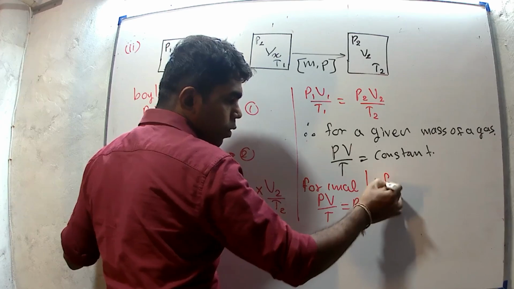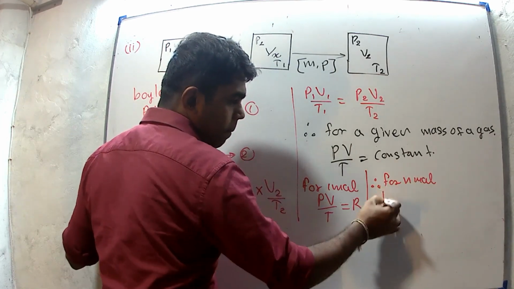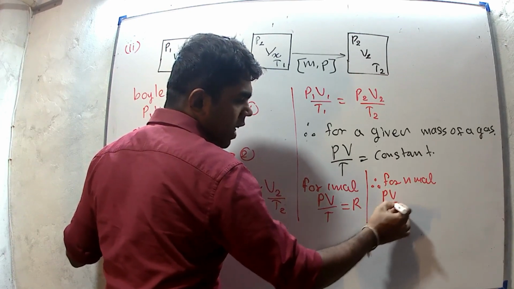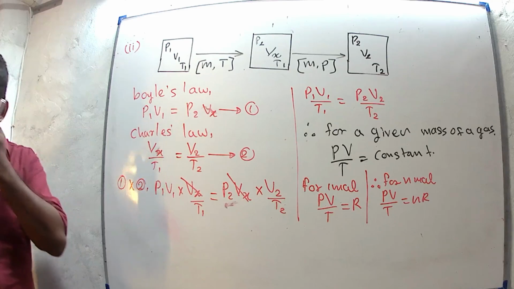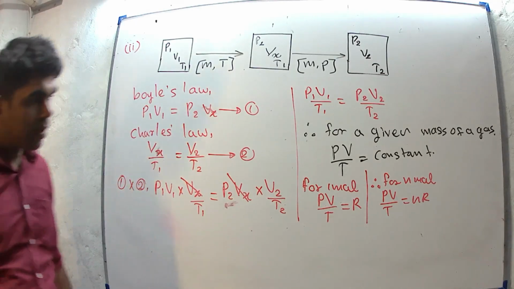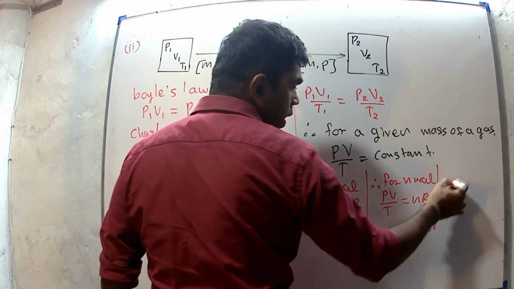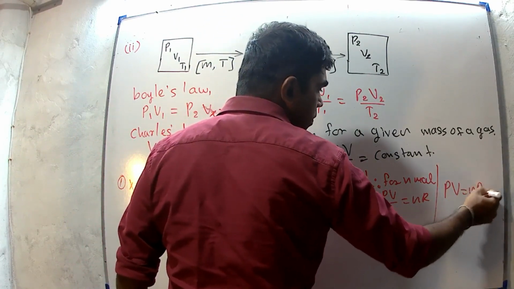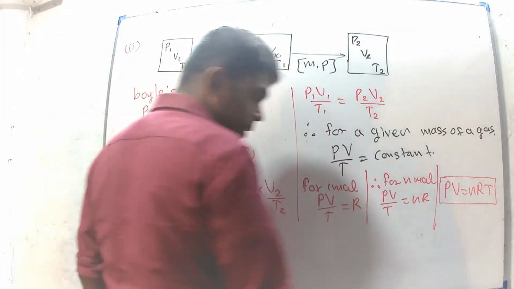Therefore, for n moles, PV divided by T equals nR. We have to multiply R by n. Then we can write PV equals nRT. This is the equation we have to get.